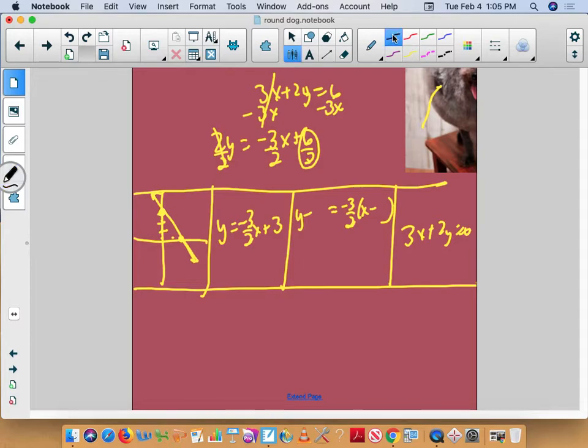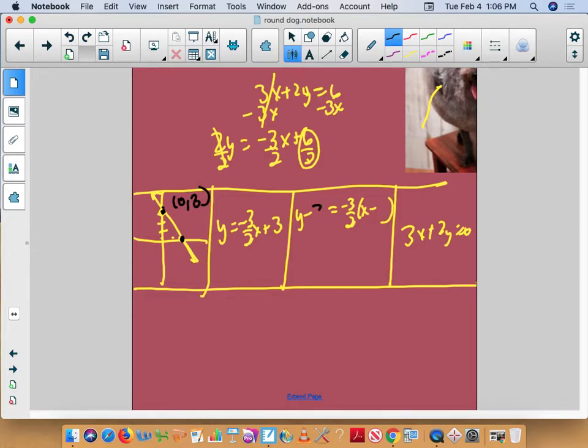I'm convinced of this point and this point, especially if you're drawing it on graph paper. You could pick another one if you're sure it's on the line, but I would pick one I'm sure of. I think 0, 3. Do y'all see this point? I could use 0, 3, so I'm going to use that one.